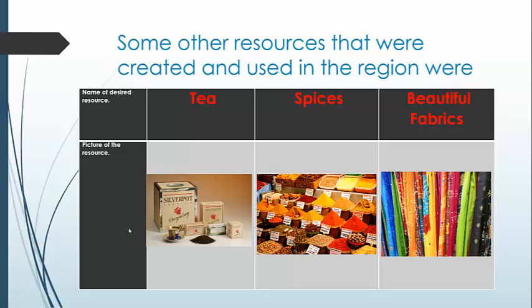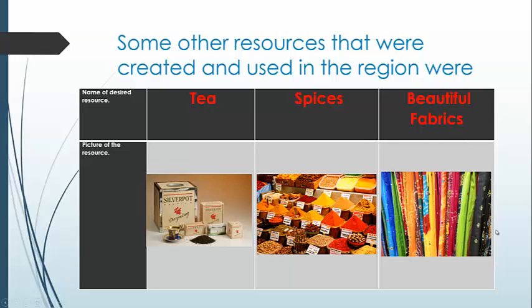The second thing that they're known for as well is spices. If you eat Indian food or things from this region, you'll find that there are often a lot of spices in them. This was also something that was very, very desired because they were rich and not really found anywhere else. The last thing that you need to fill in for your chart is beautiful fabrics.